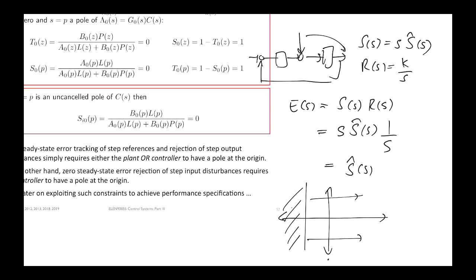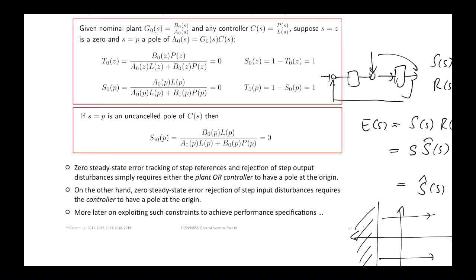So from the perspective of getting 0 steady state reference tracking error, the pole at s equals 0 can either be in the plant or the controller. But from the perspective of getting 0 gain at 0 frequency from here to here, you need to make it part of the controller. We'll see more about exploiting such constraints to achieve performance specifications a bit later on.